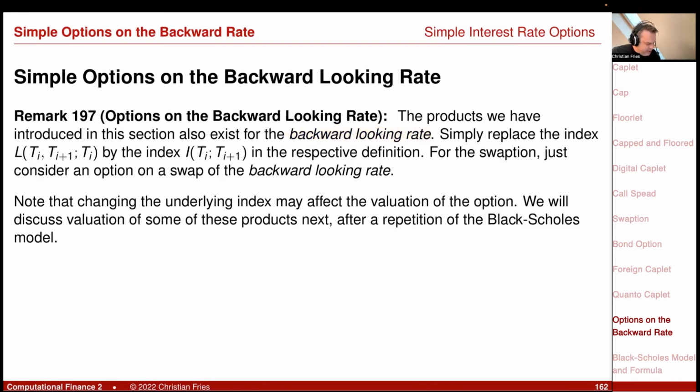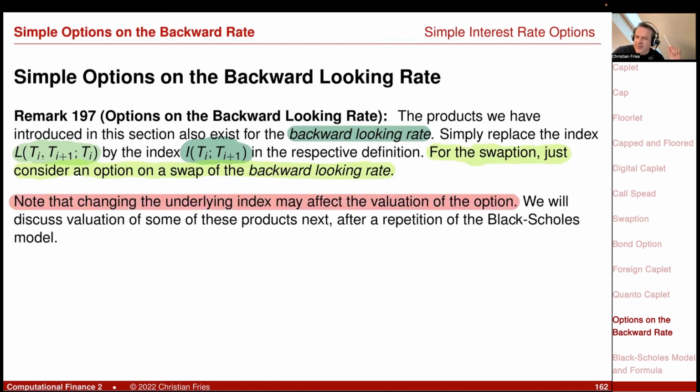My backward-looking rate was the index I. For the period starting at T_i, it was some kind of performance observed at the end of the period T_{i+1}, then paid at the end of the period. In all these definitions, you can simply replace the L with the I and get a similar product on the backward rate. For a swaption, consider an option on a swap where the swap pays the backward rate instead of the forward rate. One remark: changing the underlying index in this product will or may affect the valuation of the option.